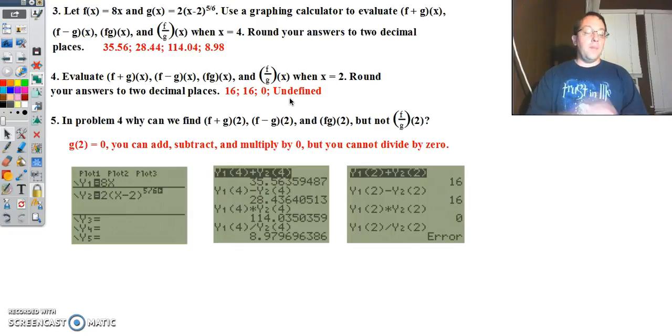All right. That is operations of functions. Function operations, multiplying and adding and subtracting functions. Hopefully that helps you. You just got to be careful with the division ones.